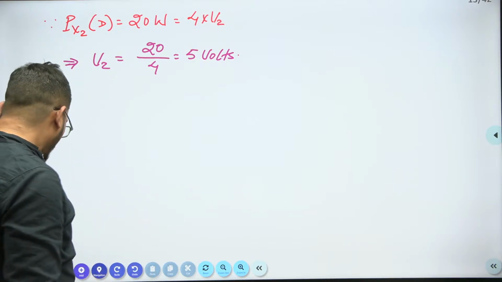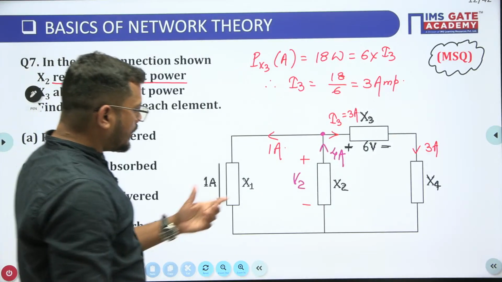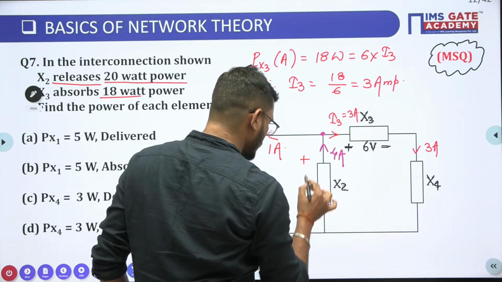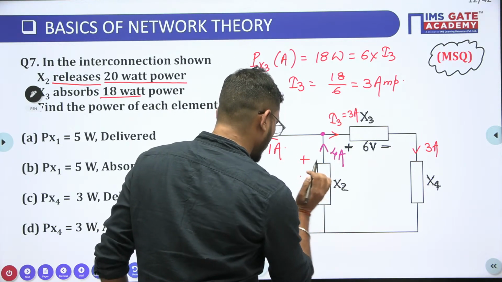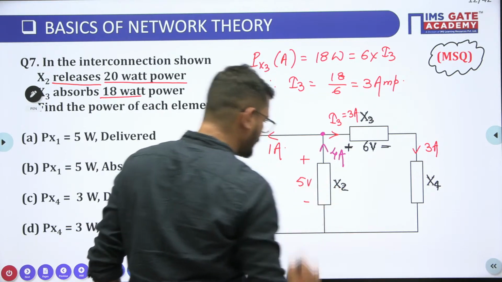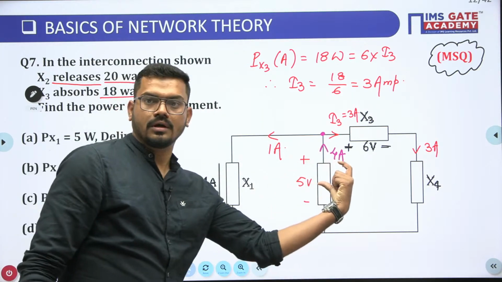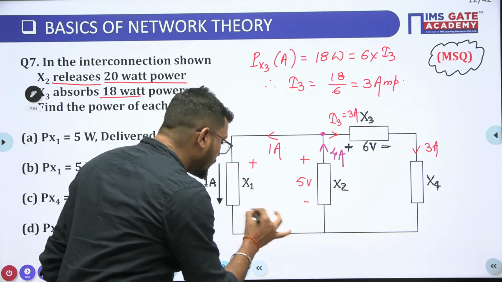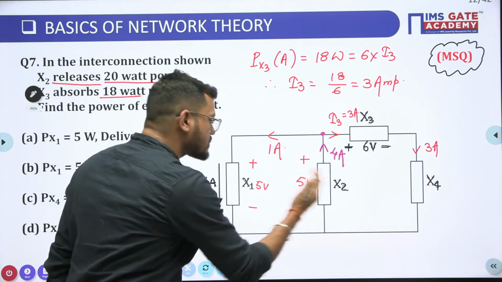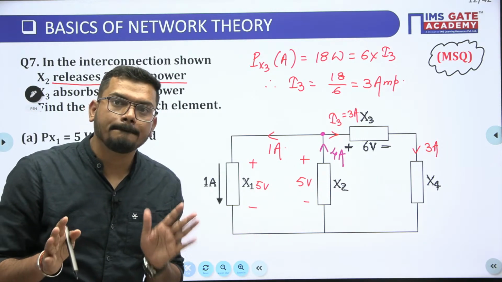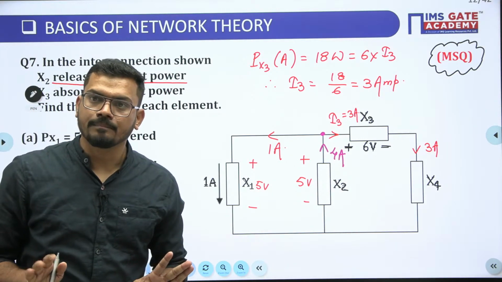Okay, so now if this is 5 volts, I'm just erasing this. So this will be minus now. So this will be 5 volt, guys. And if it is 5, what about V1? So this should be equal to 5 volt because these two are connected in parallel only. Is it clear now? Is it clear to all?